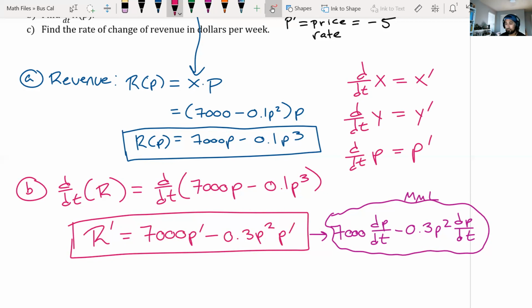Somewhat, but I guess I'll just keep going. That's fine, it's just the notation. If you did d over dt of p squared, then it would be 2p p prime. So it just depends on the power of the variable. All right.